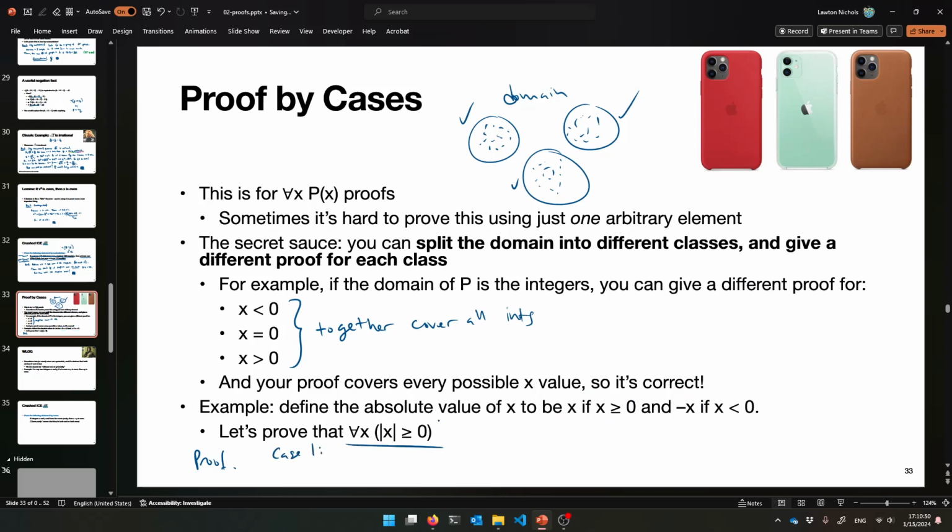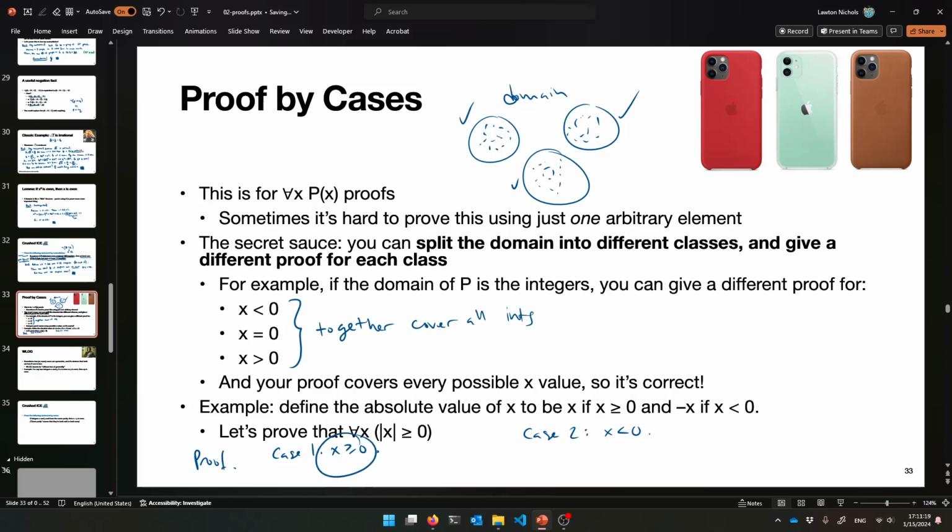So proof, you got case 1. Let's prove that the absolute value of x is greater than or equal to 0 if x is greater than or equal to 0. That's your case 1. And then your case 2, we'll do the same proof. The absolute value is greater than or equal to 0 if x is less than 0. That's the other way to do an absolute value. Case 2, x is less than 0. Do you see how these two cases together cover all the integers, all the real numbers even? And if I just do both cases, I've done the proof, right?